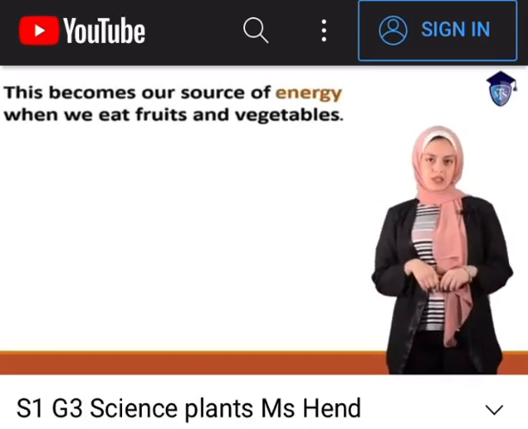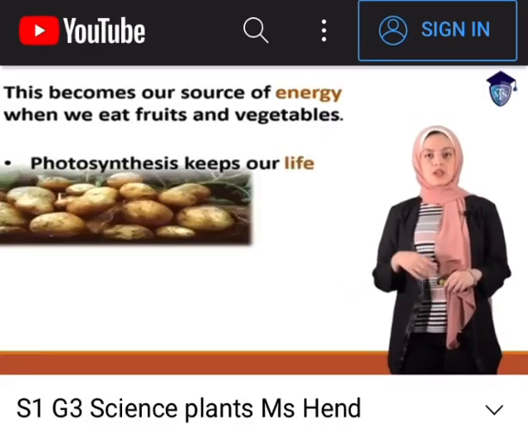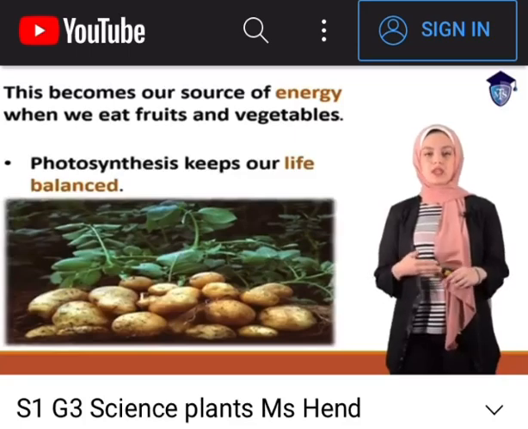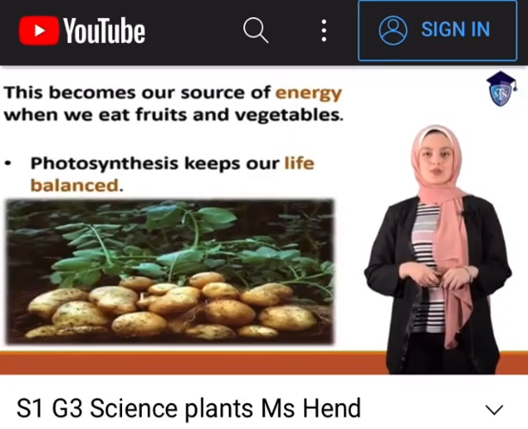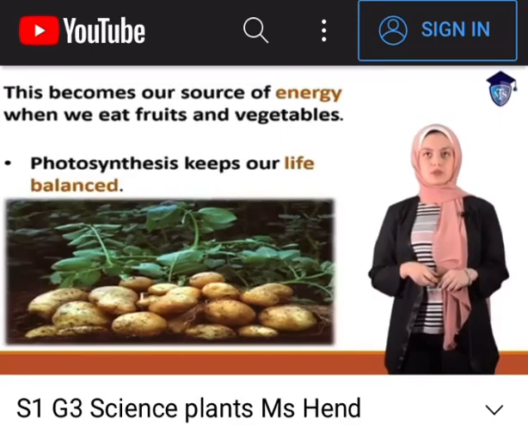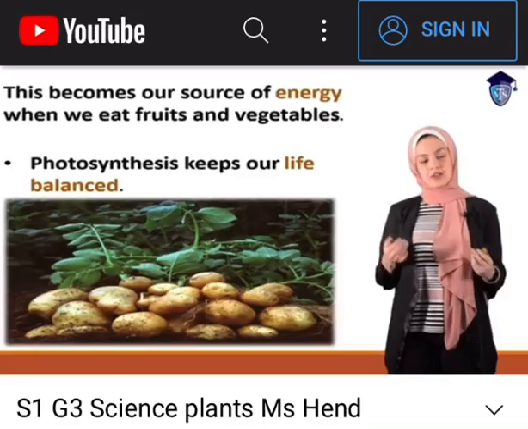What roots can we eat? We can eat roots like potato, okay? So we can eat roots and fruits, and this becomes our source of energy. Number 4 and last one in the importance of the photosynthesis process, photosynthesis keeps our life balanced, okay?